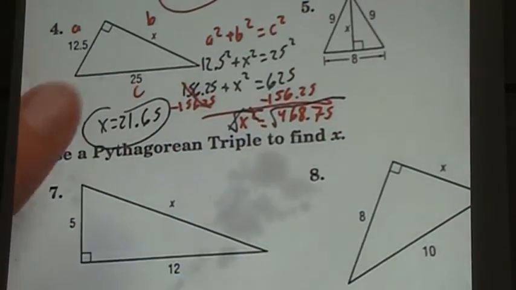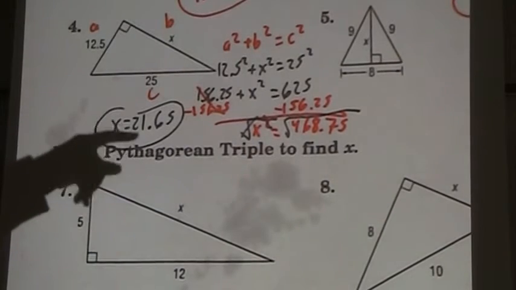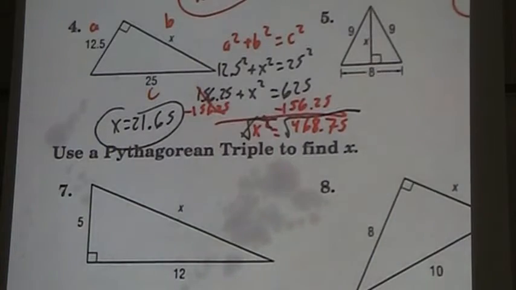Now, this is an example of something that's not a Pythagorean triple. Yes, it works for Pythagorean theorem, but we've got decimals, so no go. No Pythagorean theorem there. Or I'm sorry, no Pythagorean triple there.